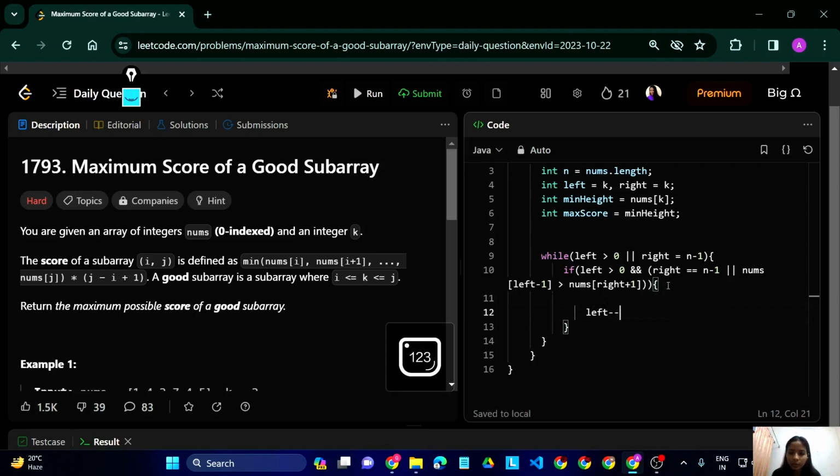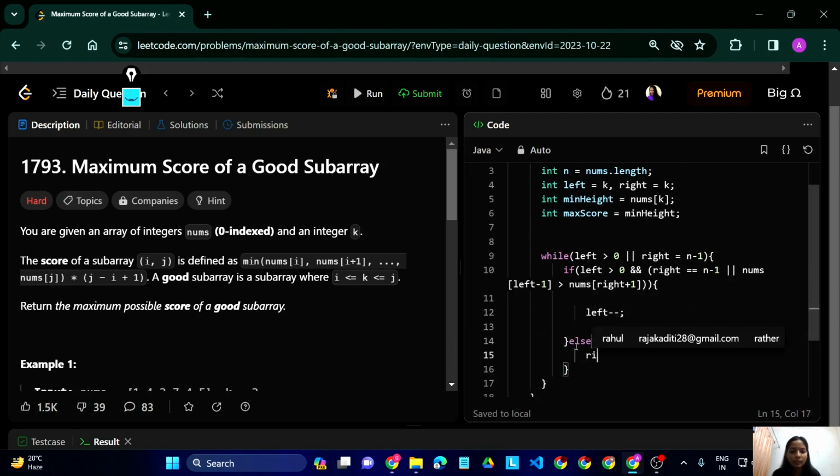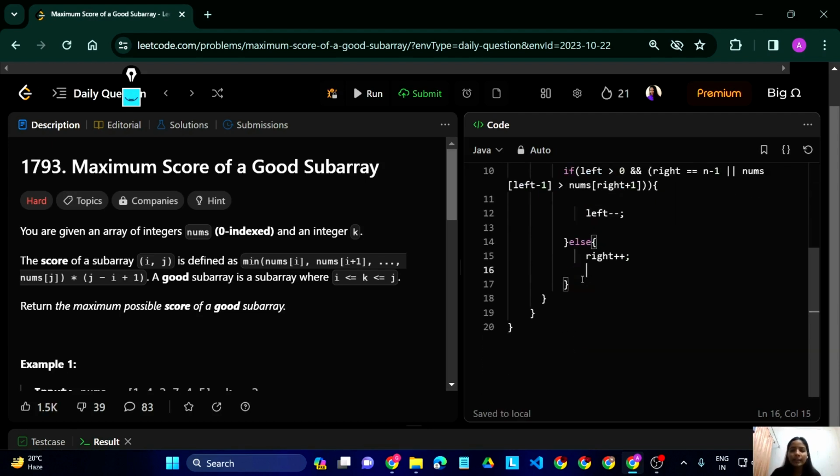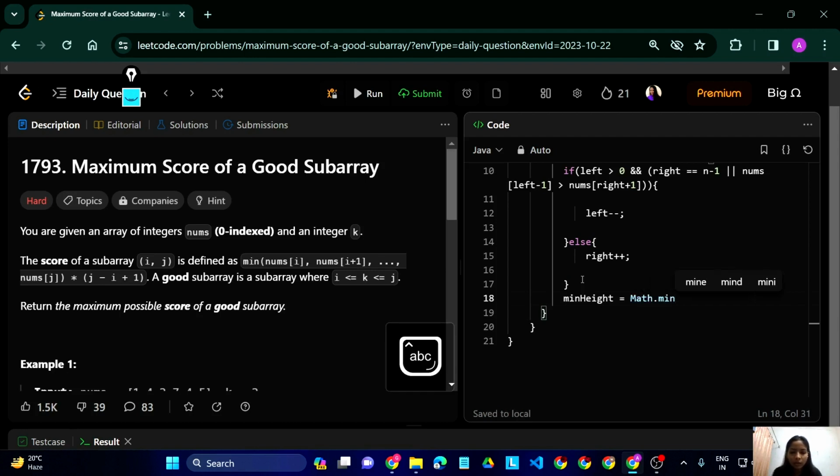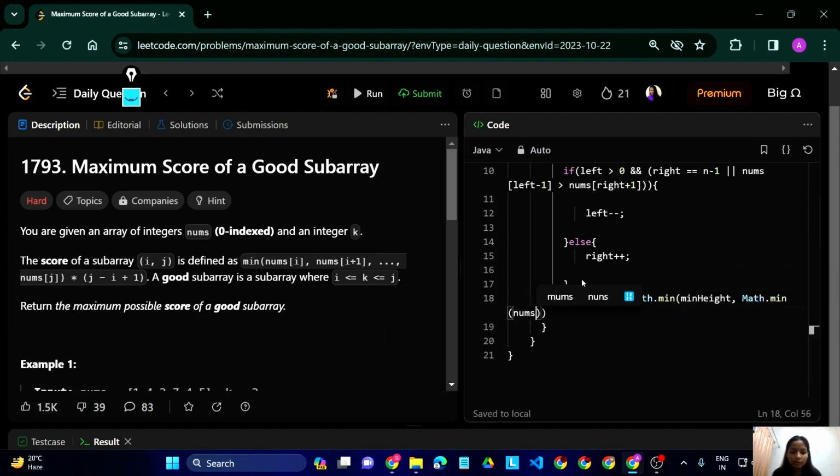So let's move our left pointer towards the left. Else, if it is not greater than the value at the right plus 1th index, then we will move the right index towards the right. After expanding from the center, let's update our height and score. Here min height will become the min of our min height and the minimum of nums of left and nums of right. We are going to check both ways: first towards the left, then towards the right side after the kth index, and take the minimum of min height and the minimum of these two values.